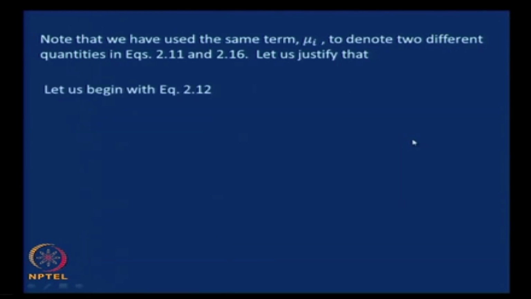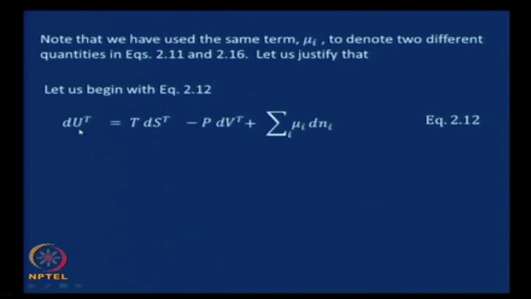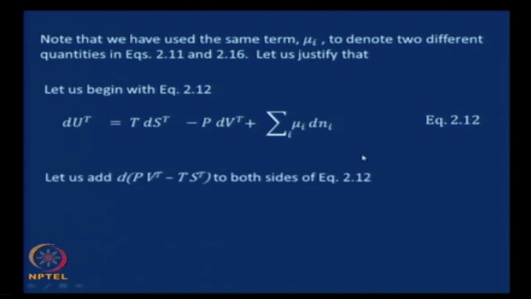To justify, let us begin with equation 212, where we first defined our mu I. We started with dUt equals T dSt minus P dVt plus summation of mu I dni. Let us add the differential of this particular quantity, d of Pvt minus T St, to both sides of equation 212.